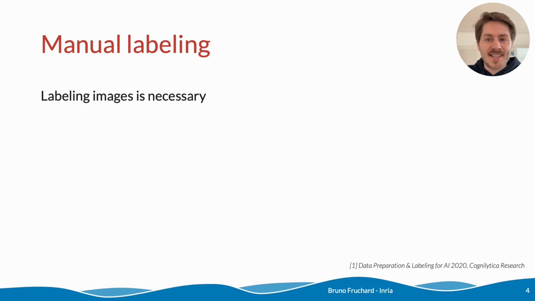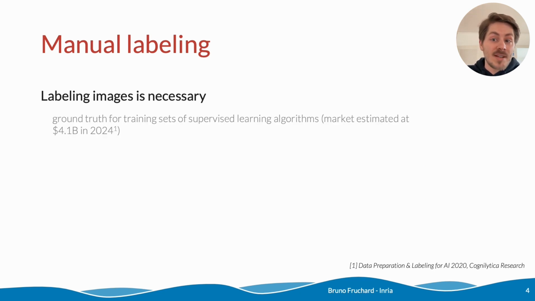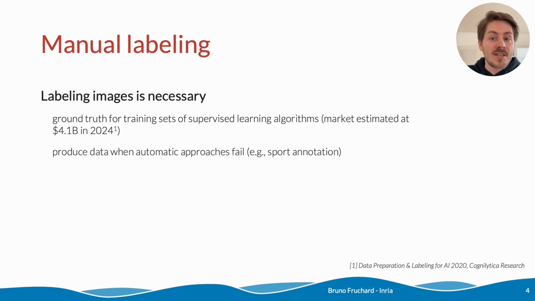Producing ground-truth data is essential and can hardly be automated. A report from Cognitive Research estimates, for instance, this market to $4.1 billion in 2024. Manual labeling is also essential in scenarios that remain too challenging for automated approaches to provide precise results or give enough details based on a given ontology, which is often the case when analyzing sport sequences.